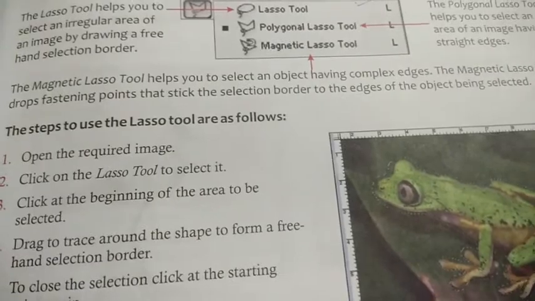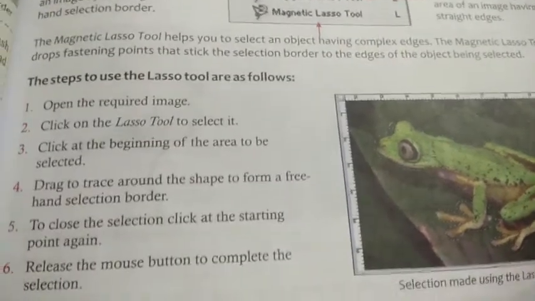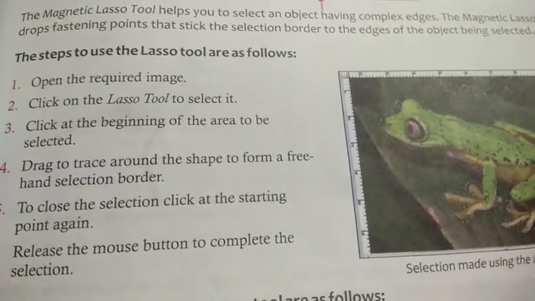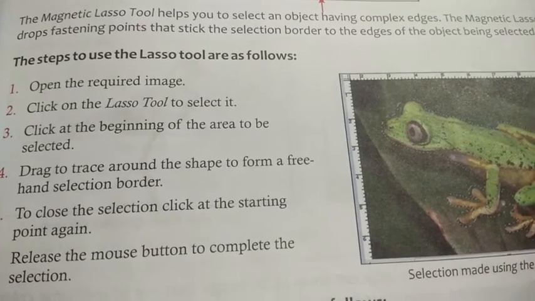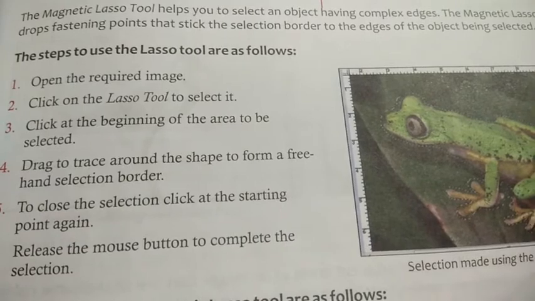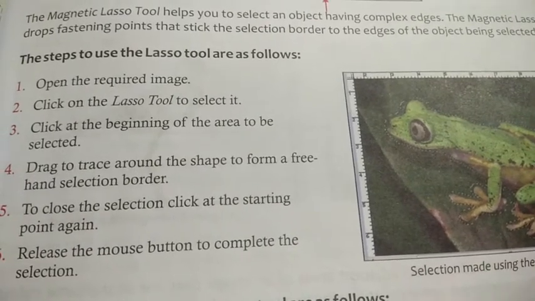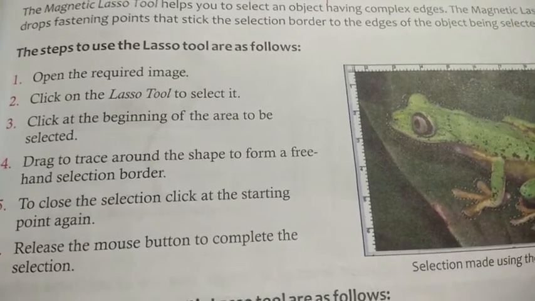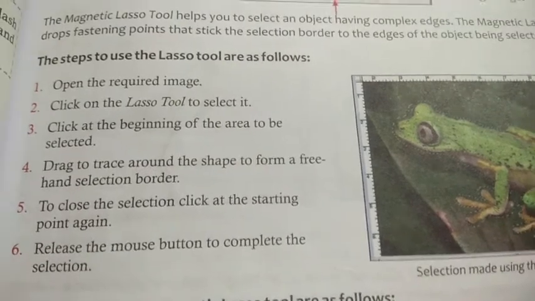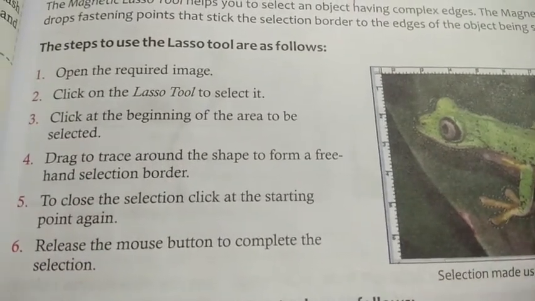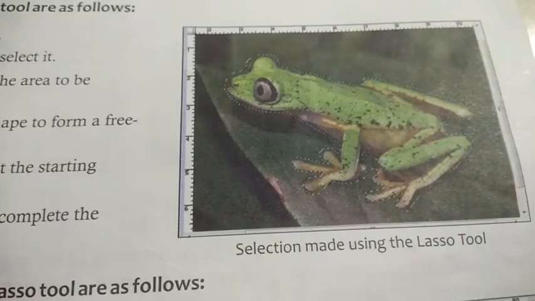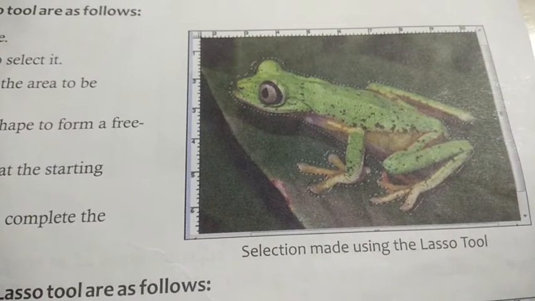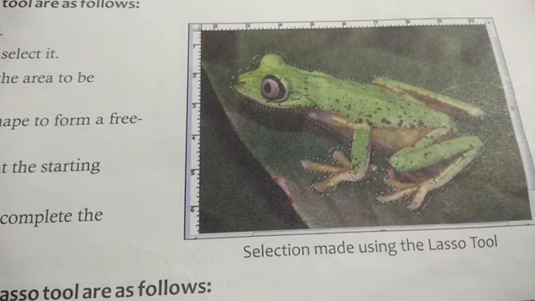And students, the steps to use the lasso tool are as follows. First, open the required image. Second, click on the lasso tool to select it. Third, click at the beginning of the area to be selected. Fourth, drag to trace around the space to form a freehand selection border. Fifth, to close the selection, click at the starting point again. Sixth, release the mouse button to complete the selection. Now students, see a picture selection made using the lasso tool.